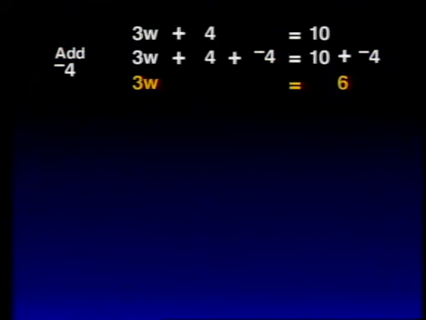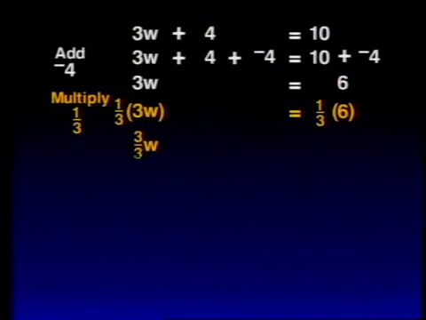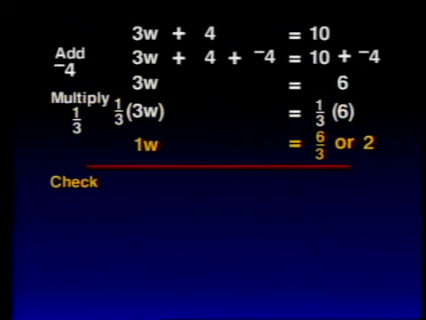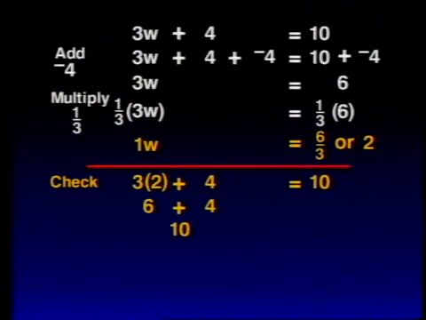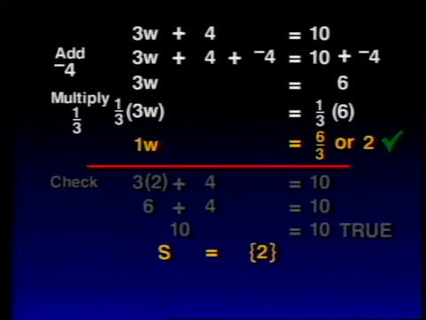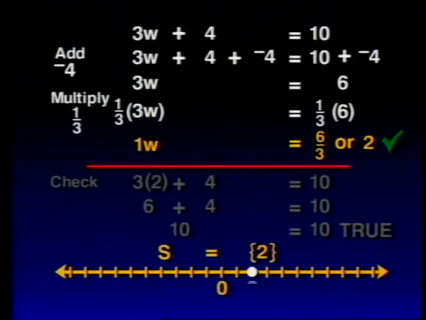Now, to make a 1 out of the 3, we think of 3 as a fraction, 3 over 1, and multiply both sides by its reciprocal, 1 over 3. We get 1w = 2 for the solution statement. Checking by substitution, we verify that 2 is the solution. The solution set S is {2}, and the graph of that set on a number line is obvious.